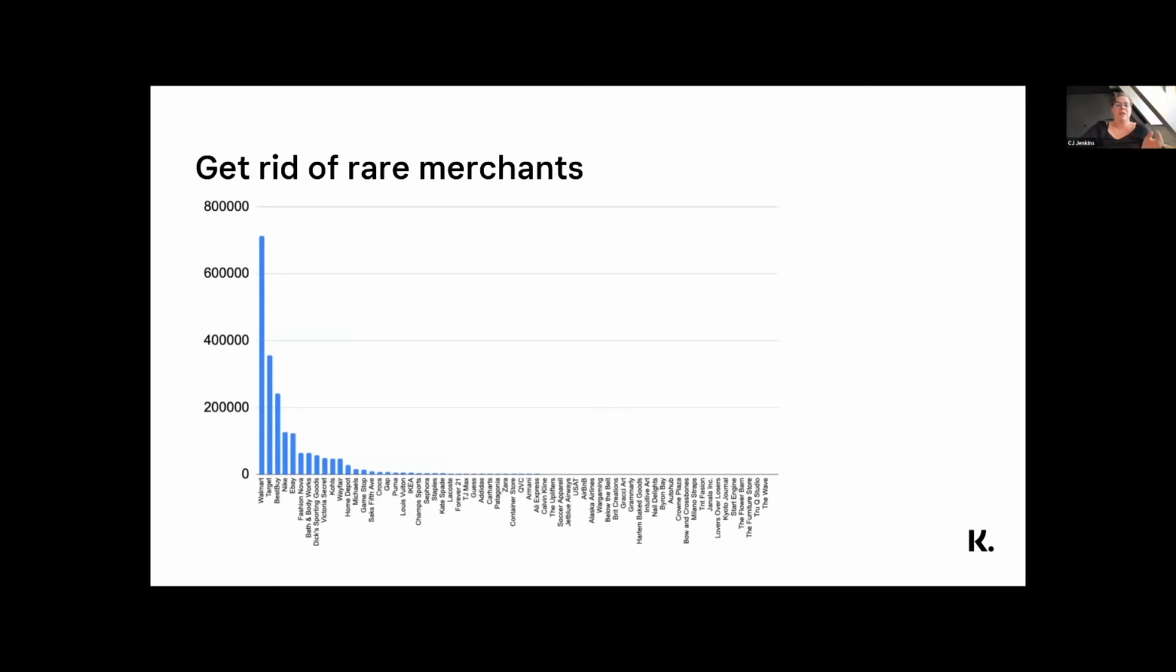So my PR department would want me to tell you that this is made up data, but it's similar to what we're seeing, but not exactly the same. On the y-axis, you have the number of transactions, and on the x-axis you have our various merchants. And what you can see is that you have this long tail, right? So you have a couple of merchants that we see all the time, and then a lot of merchants that we very rarely see.